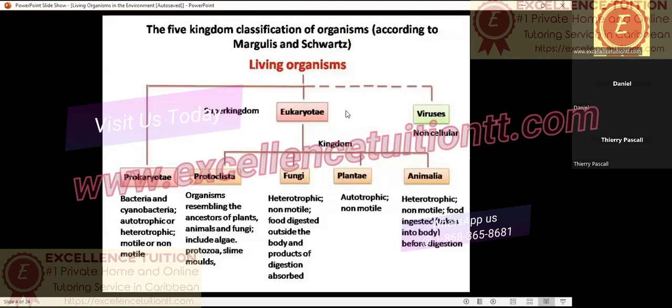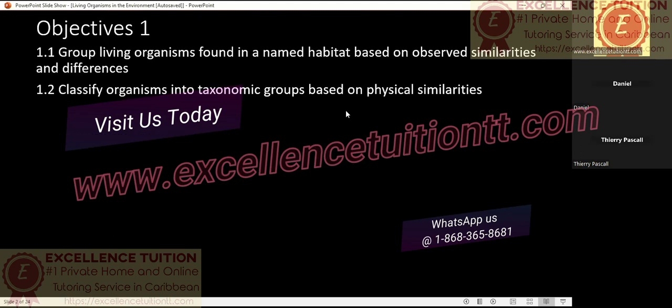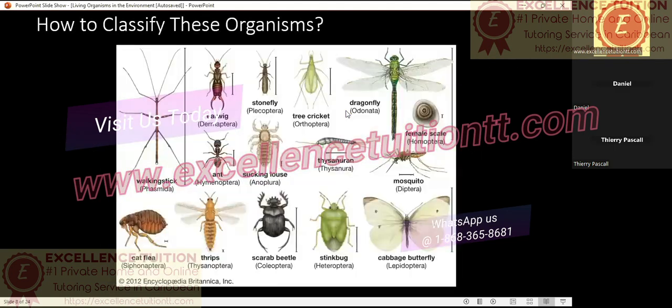Right. We just went through grouping organisms in a named habitat. This was an example of organisms in a named habitat. If you were to go in the backyard and sample and get all these different insects, you could now classify these insects based on different characteristics. So you say dragonfly have wings, the ants do have wings, etc. Right?